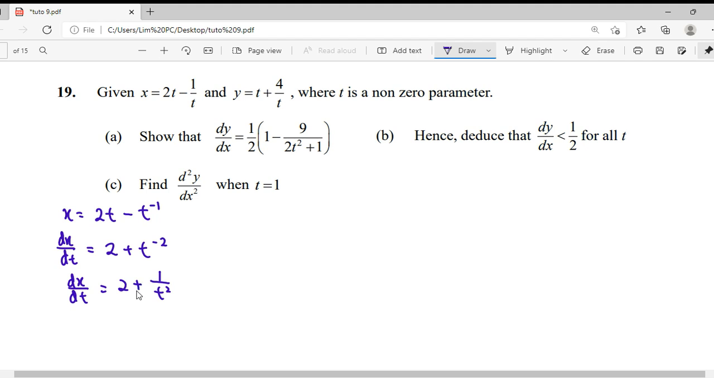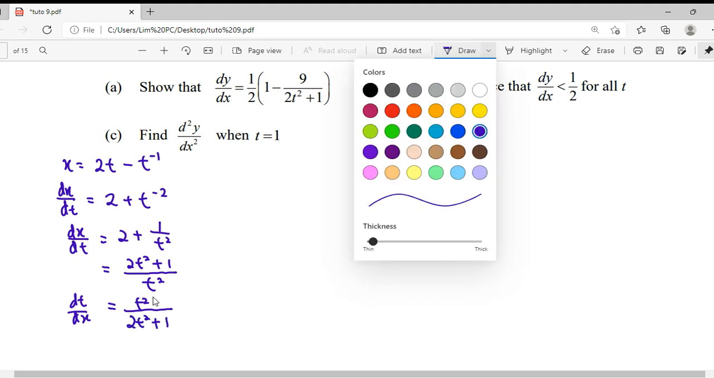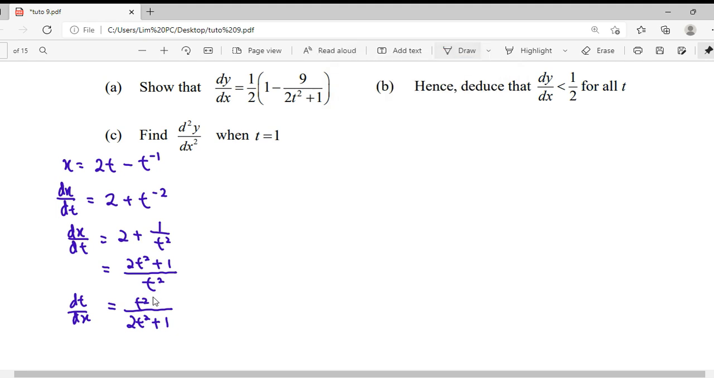We have to inverse it. So before we inverse it, we have to simplify it, get it to the same denominator. So here will be times t squared, so 2 will be times t squared. So for dx dt, what we need is dt dx. So we inverse it, numerator will go down to denominator, and denominator will come up become numerator. So this is our parametric, the first part. From x, we find dx dt and we inverse to dt dx.